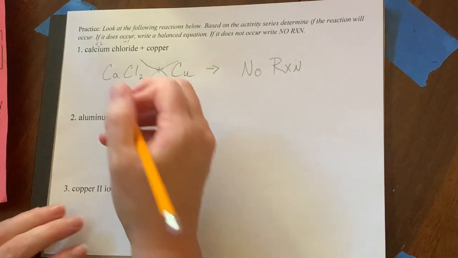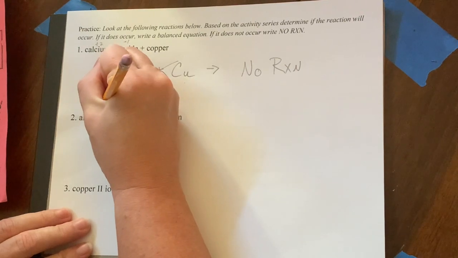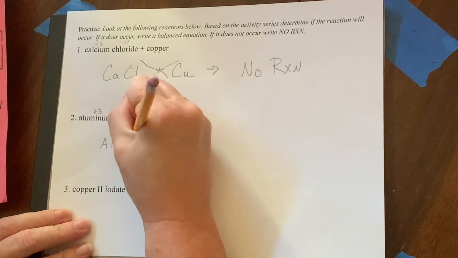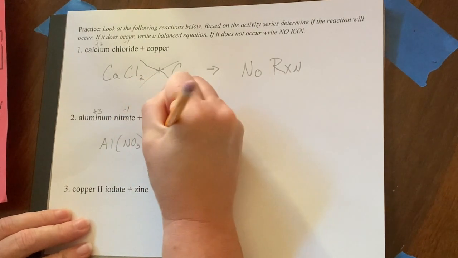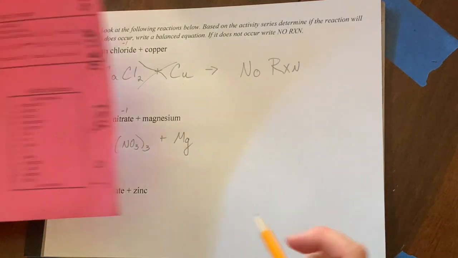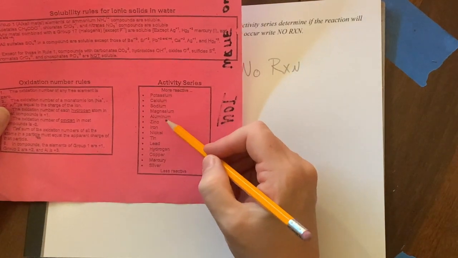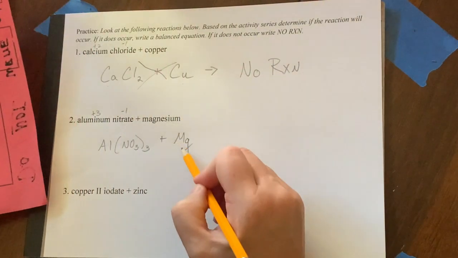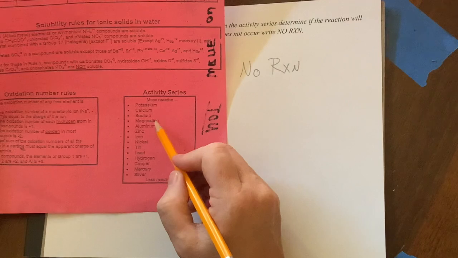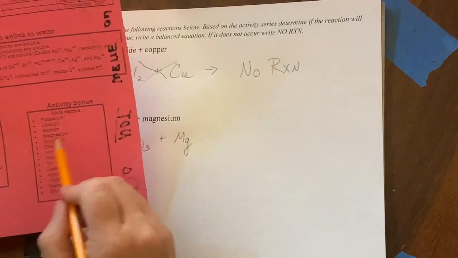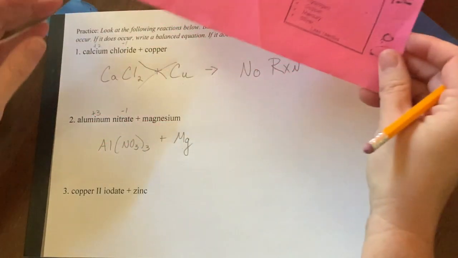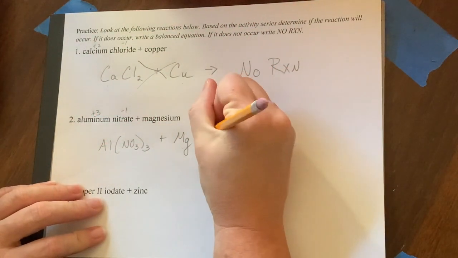Okay, let's go on to the next one. Aluminum nitrate, aluminum's +3, nitrate's -1. So that is Al(NO3)3 plus magnesium. Now let's check the activity series. Let's find aluminum. Well, aluminum's right here. Let's find magnesium. Magnesium is above it. Magnesium is more reactive than aluminum. It is higher in the activity series. So magnesium can replace aluminum. So that means this reaction is going to happen.